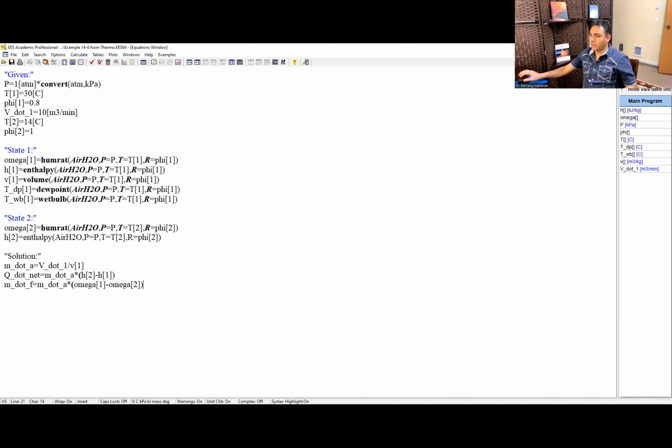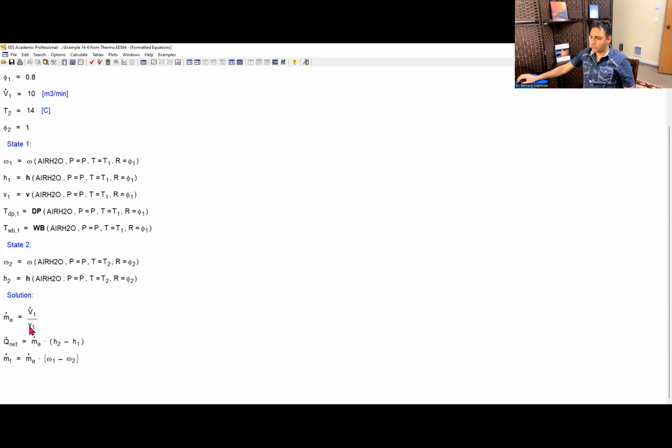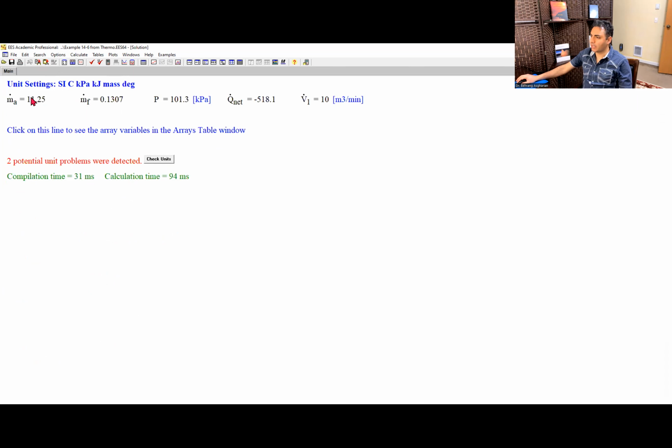Okay. So let's take a look at our equations in the formatted equation like this. Let's see if it looks good. These equations look good to me. Beautiful. H2 minus H1. M dot F is M dot omega 1 minus omega 2. So I can basically go ahead and run it. So if I run this, I have these values.